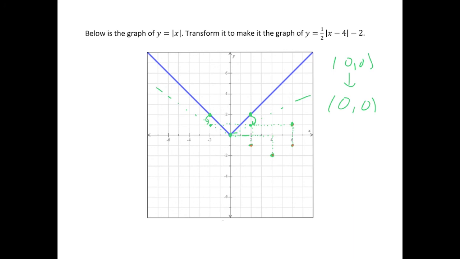And now let me just do my absolute very best to draw straight lines here. So the new graph is going to be this. So this is the graph of y equals 1/2 times absolute value of x minus 4, minus 2.